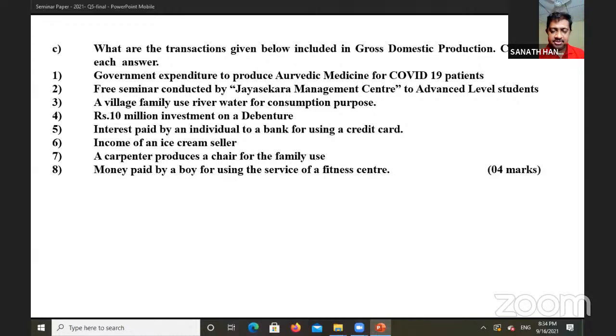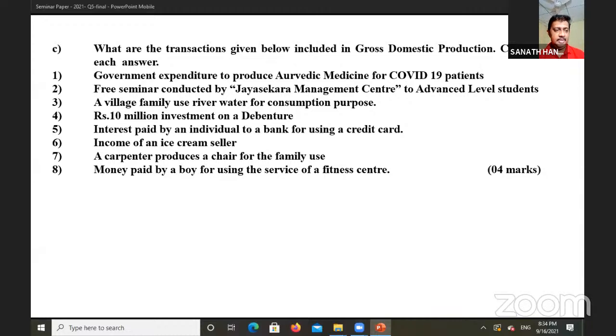Right, there's a question asking consuming rainwater. Yes, if you use rainwater for the consumption purpose, control. If you use rainwater for cultivation purpose, yes, that has to be calculated. Next one, 10 million investment on a debenture. Do we take this into account?